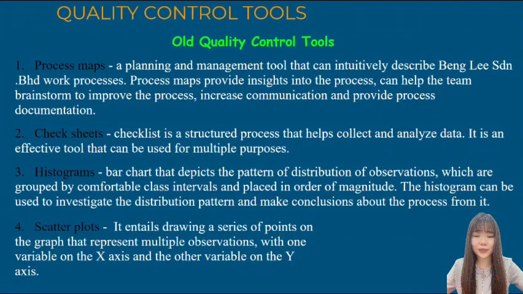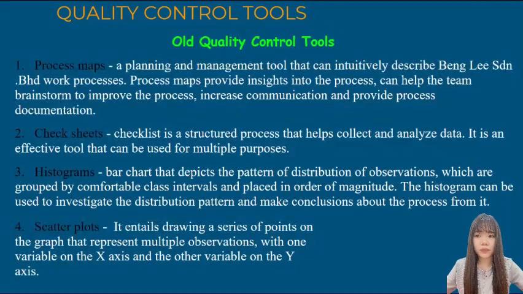The 7 QC tools. First, Process Map, a planning and management tool that can intuitively describe Teknik Sentian Berhad's work process. Process Map provides insight into the process, can help the team brainstorm to improve the process, increase communication, and provide process documentation. Next, Check Sheet. A check sheet is a structured process that helps collect and analyze data. It is an effective tool that can be used for multiple purposes.